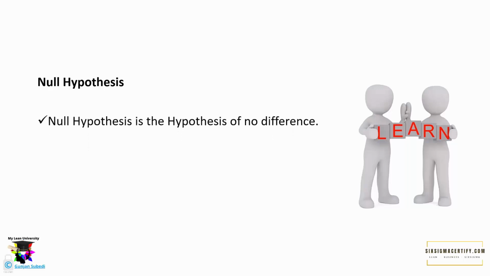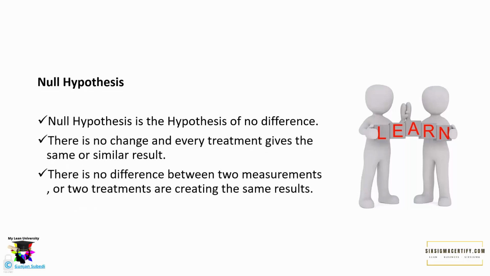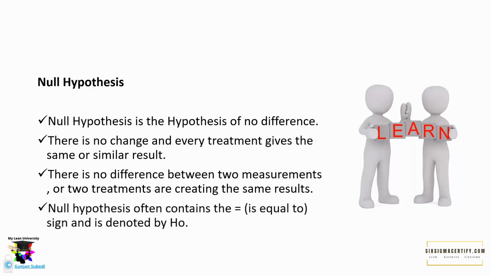The null hypothesis is the hypothesis of no difference. In other words, it is a hypothesis which suggests that there is no change and every treatment gives the same or similar result. When we form the null hypothesis, we can say that there is no difference between two measurements or two treatments are creating the same results. Note that the null hypothesis often contains the equal to sign and is denoted by H0.